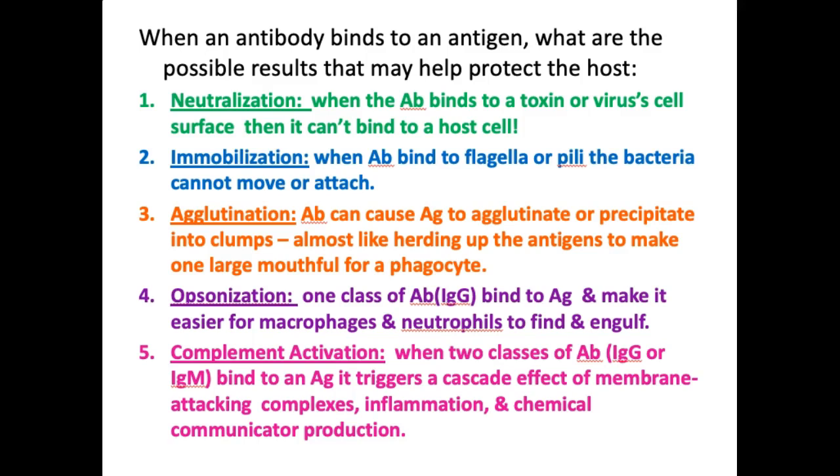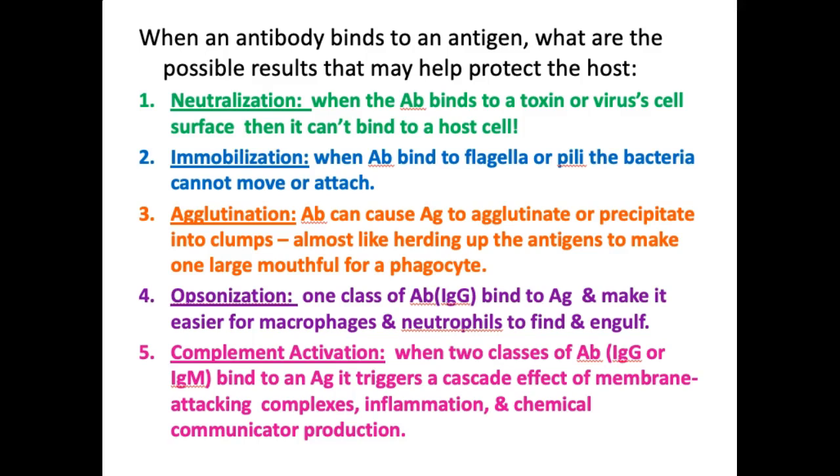Now, when an antibody binds to an antigen, what are the possible results that might help protect the host? All I want you to do for this next part is write down what I have underlined. You do not have to write all of the descriptions. So neutralization can occur. When the antibody binds to a toxin or a virus's cell surface, then it can't bind to a host cell. There could be immobilization. When the antibody binds to a flagella or a pili, the bacteria can't move or attach.